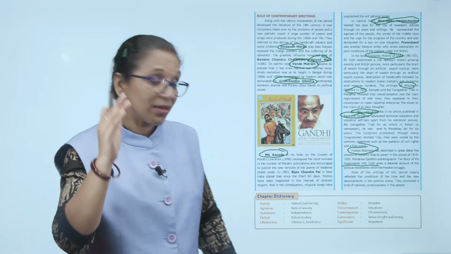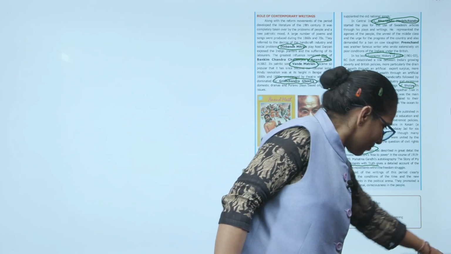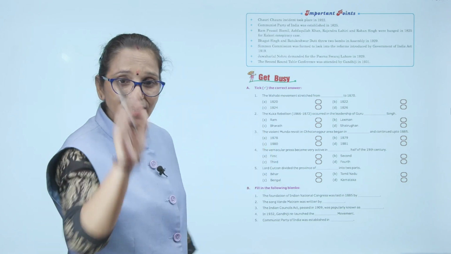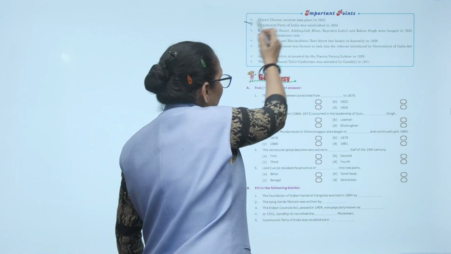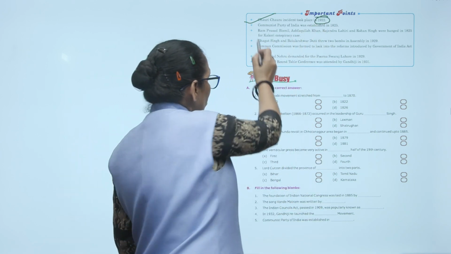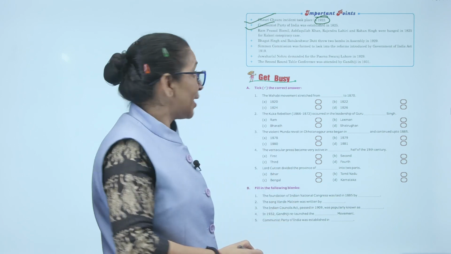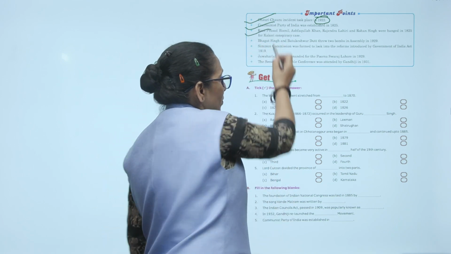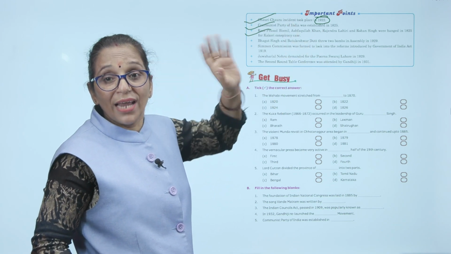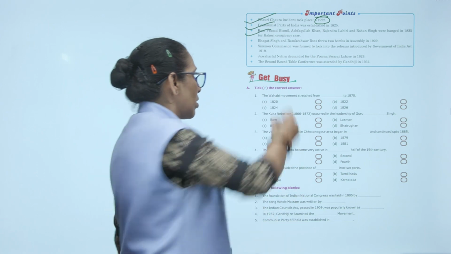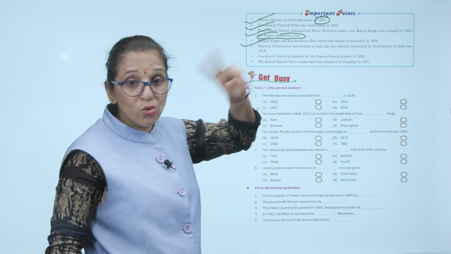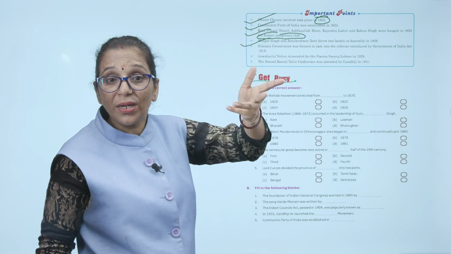Let's do the quick revision. What we have discussed in this chapter: the Chauri Chaura incident. These are the important points that happened in 1922 at Gorakhpur in UP. Then the Communist Party of India was established in 1925. After that, Ram Prasad Bismil, Ashfaqullah Khan, Rajendra Lahiri, Roshan Singh were hanged in 1927 for the Kakori conspiracy case. Then Bhagat Singh and Batukeshwar Dutt threw two bombs in the Assembly in 1929.